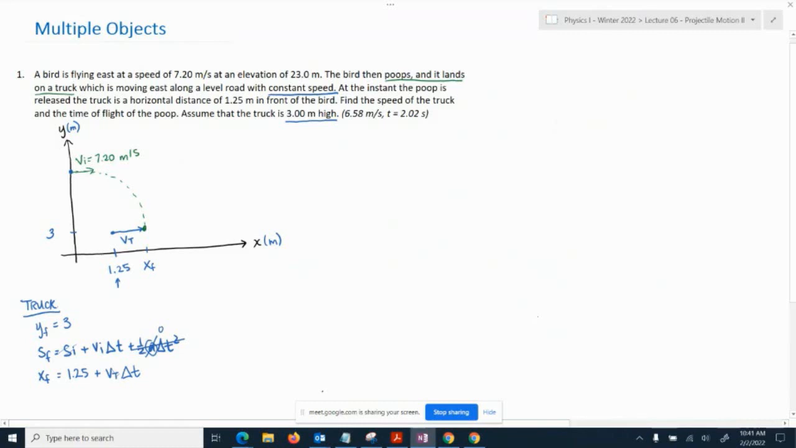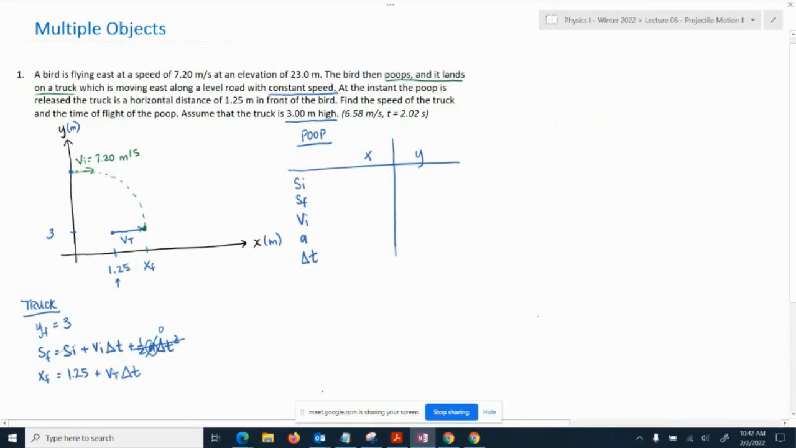All right, so we're going to move on to the poop now, and I'm going to do that over here. But because the poop is a projectile, I like organizing all my information in a table so I can separate my x from my y. I'll put in the variables from the kinematic equation. And I'm not putting in v final here because the question doesn't ask us for the final velocity of the poop, and we don't know that value, so we're just going to leave it out.